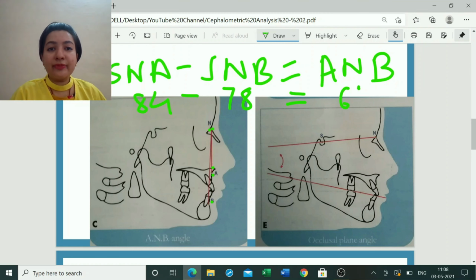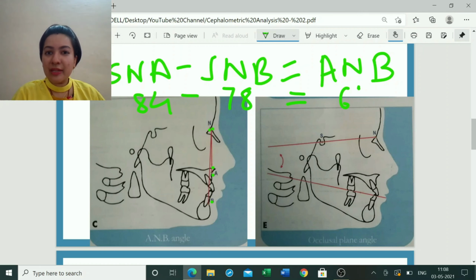In case you have been told to calculate ANB directly, you take two lines from N, drop one at A, drop one at B. The inferior inside angle which you get becomes your ANB. So ANB is the angle which is formed by subtracting SNB from SNA. If it is more than the normal range, it means either my maxilla is ahead or mandible is behind. But where the problem lies has to be determined, whether it is in the maxilla or in the mandible.